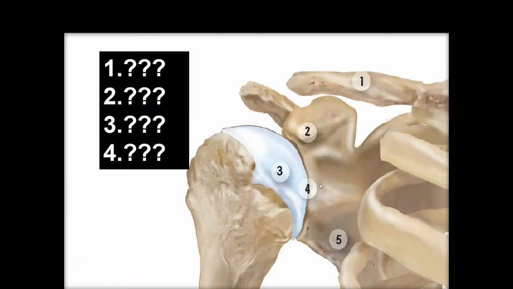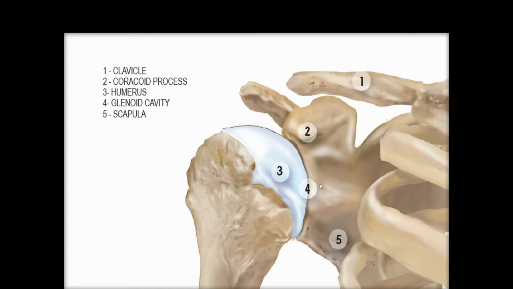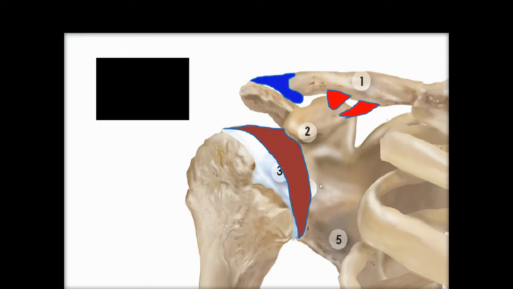So if we look at this, we should remember these bone part names. And so hopefully you can do this before I show you the answers. But here they are. 1 is a clavicle, 2 is a coracoid process, 3 is the humerus, 4 is the glenoid cavity, and 5 is the scapula. Well, there are ligaments that attach these bone parts. And if you look, you can see how these ligaments fit together.